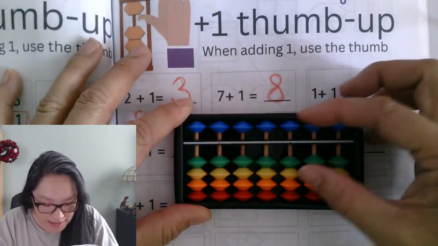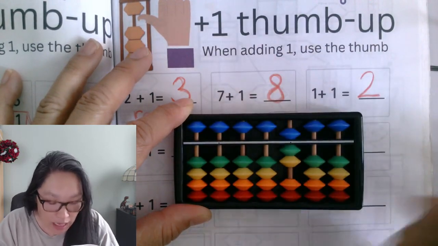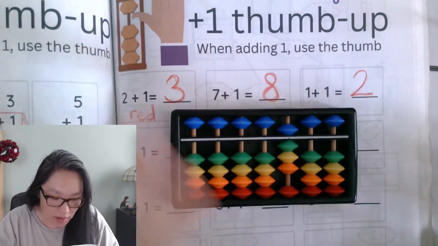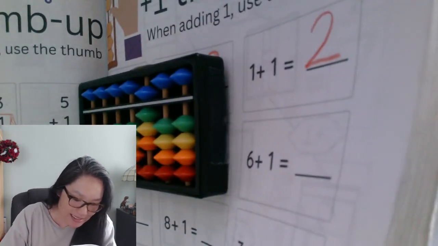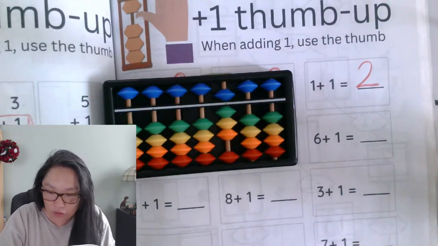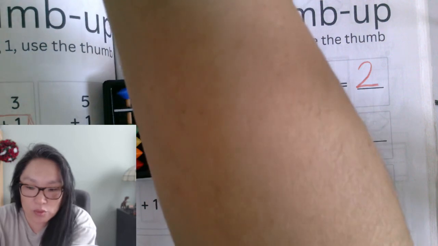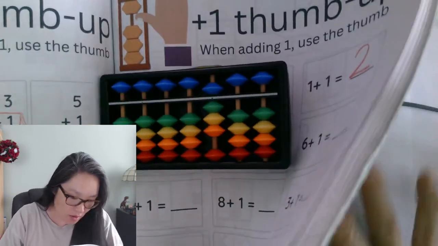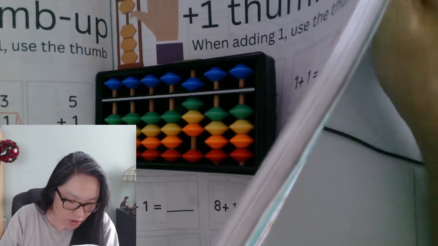So we want to see 7. We have the 7. I want to add 1. I'm moving the beads to add the 1. Why am I doing that? Because I want to see how the beads move. When I understand how the beads move, then you'll understand why we do some of the things we're going to do.